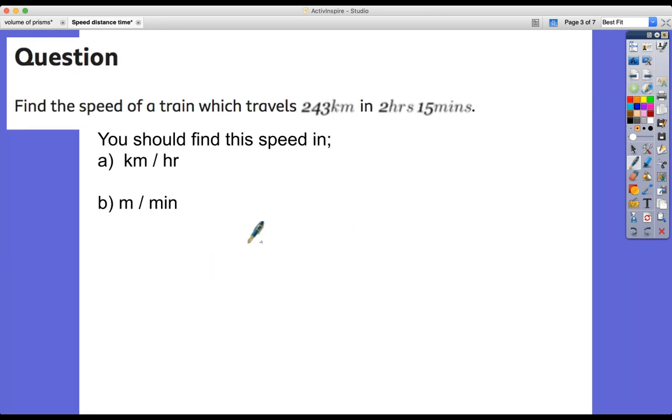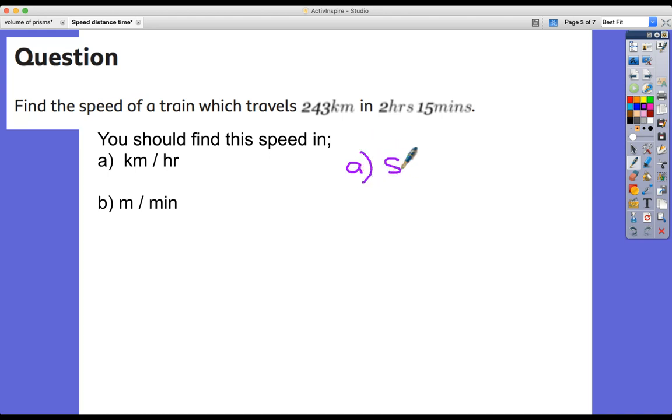Question 1, find the speed of a train which travels at 243 kilometers in 2 hours, 15 minutes. You should find the speed in A, kilometers per hour, and B, meters per minute. So let's do A first of all. Let's make sure that we get our speed and our distance and our time units in those correct units to start with to get the correct speed unit.